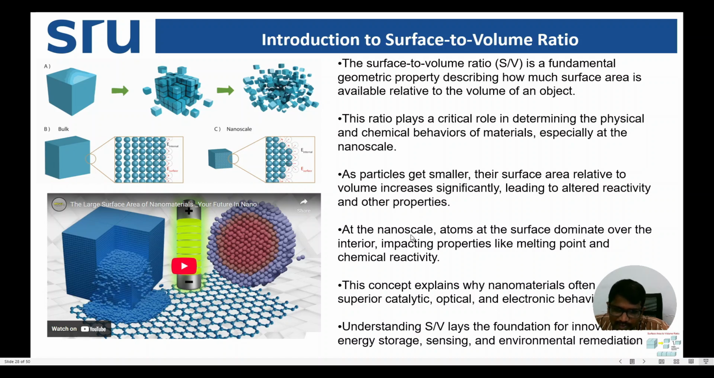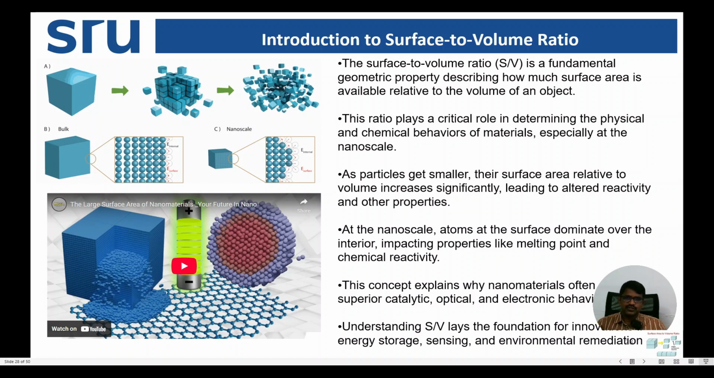Okay, so at the nanoscale, atoms at the surface dominate over the interior. At the nanoscale, listen carefully, read this one and listen carefully. At the nanoscale, atoms at the surface dominate over the interior, impacting properties like melting point and chemical reactivity. That's what we have discussed, right?